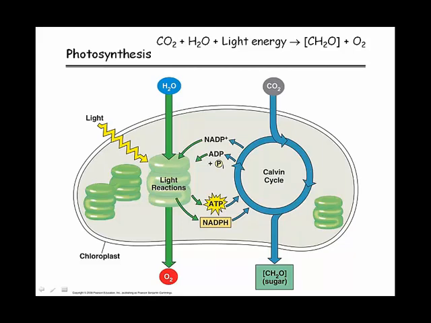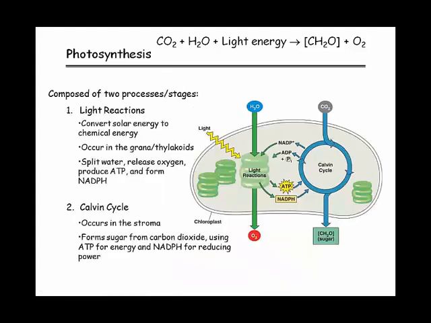So if we look at this in another way, the light reactions will occur in the thylakoids, or what we often call the grana. They will convert solar energy into chemical energy, and that will be in the form of ATP and NADPH. At the same time, they will certainly be splitting a water molecule because they will be oxidizing the water, and then they will release oxygen gas as a byproduct.